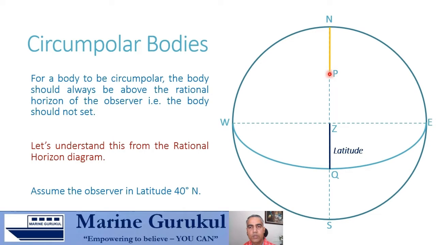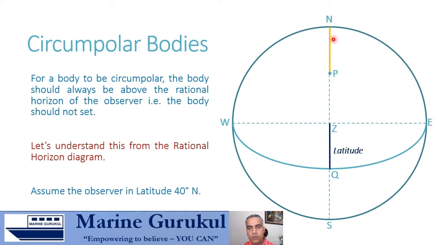Now in this diagram, we are aware that this N point is on the horizon. The P point represents the pole, and this N to P, highlighted by this yellow line, is called the elevation of the pole or the altitude of the pole, and this is always equal to the latitude of the observer. We can easily understand it from the diagram.